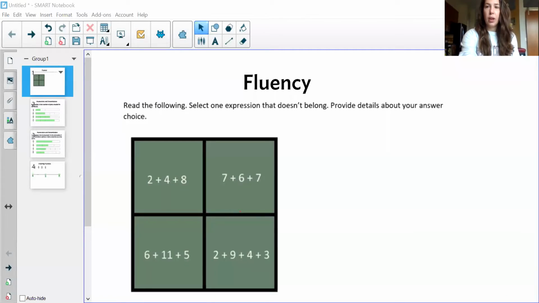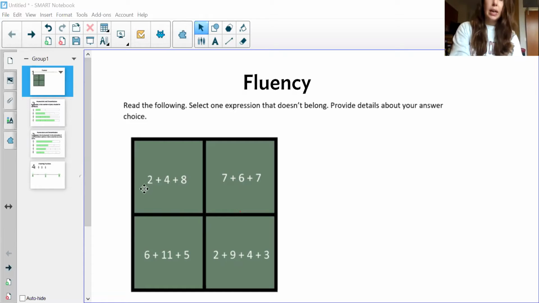So let's get started with our fluency. And this is one of the which does not belong. So let's take a look. Okay, so it says, read the following, select one expression that doesn't belong. Provide details about your answer choice.